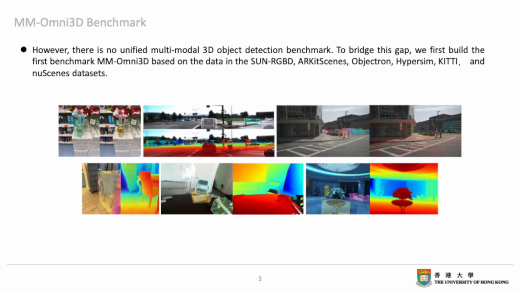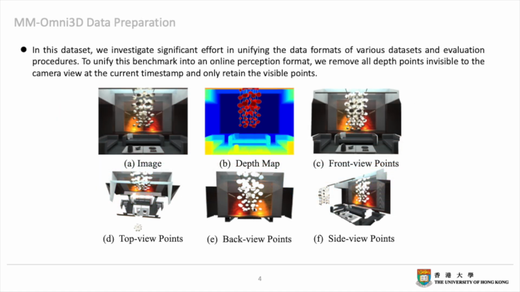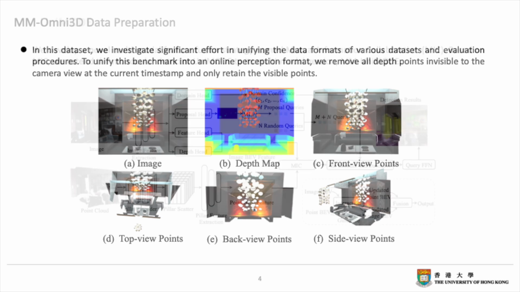For the entire benchmark, the data sample numbers of the training, validation, and testing sets are about 175.6K, 19.1K, and 39.5K, respectively. In UniMODE 3D, we invest significant effort in unifying the data formats of various datasets and evaluation procedures. To unify this benchmark into an online perception format, we remove all depth points invisible to the camera view at the current timestamp and only retain the visible points.